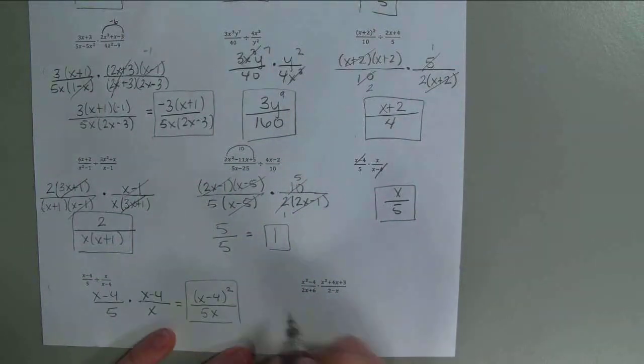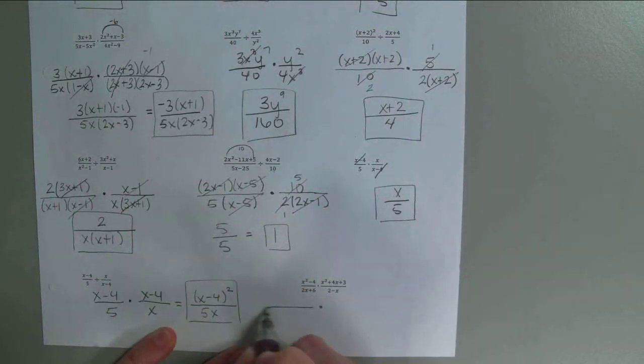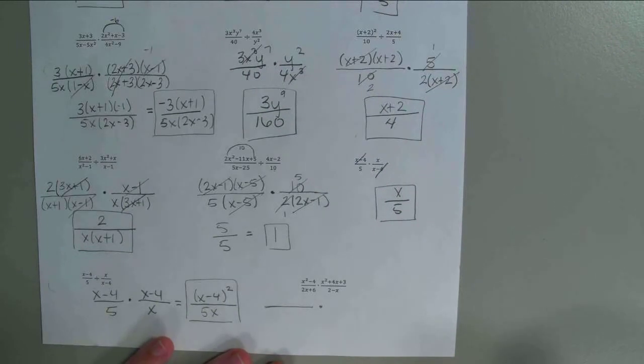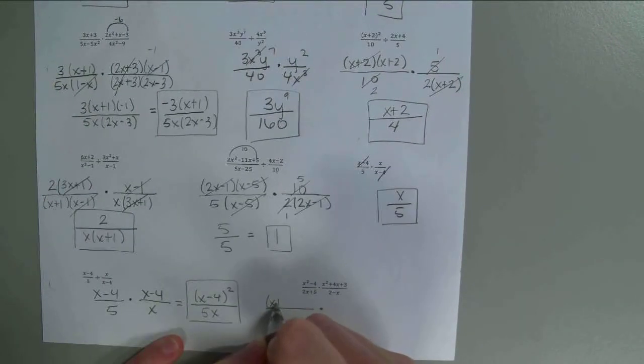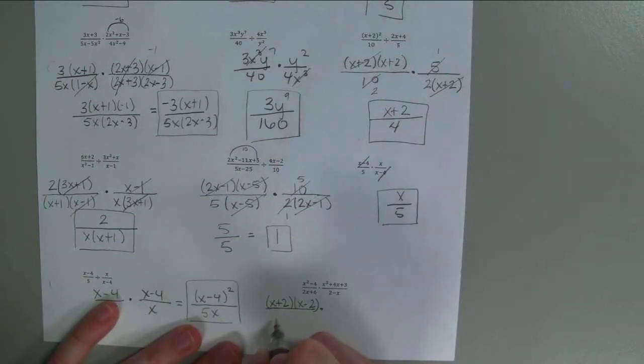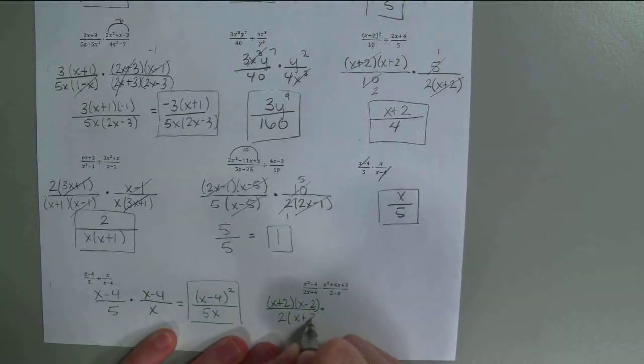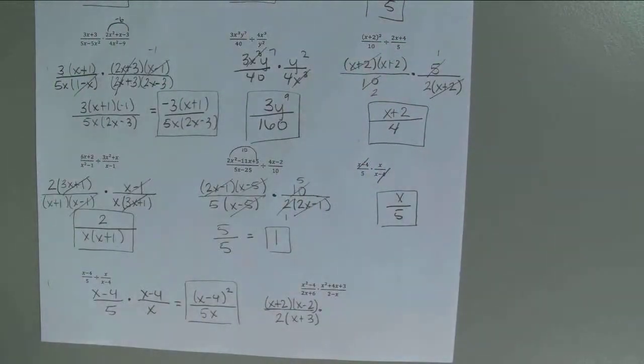So we go to factor this first guy. How's x squared minus 4 going to factor? It's a difference of squares, right? So that will be x plus 2 times x minus 2. On the bottom, we can take out a 2, and that will leave you with x plus 3. So that first fraction is completely factored, all right?